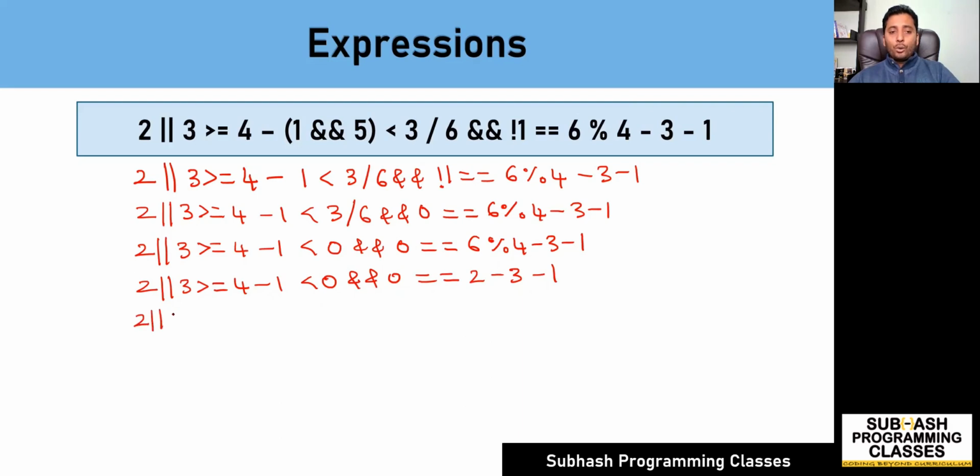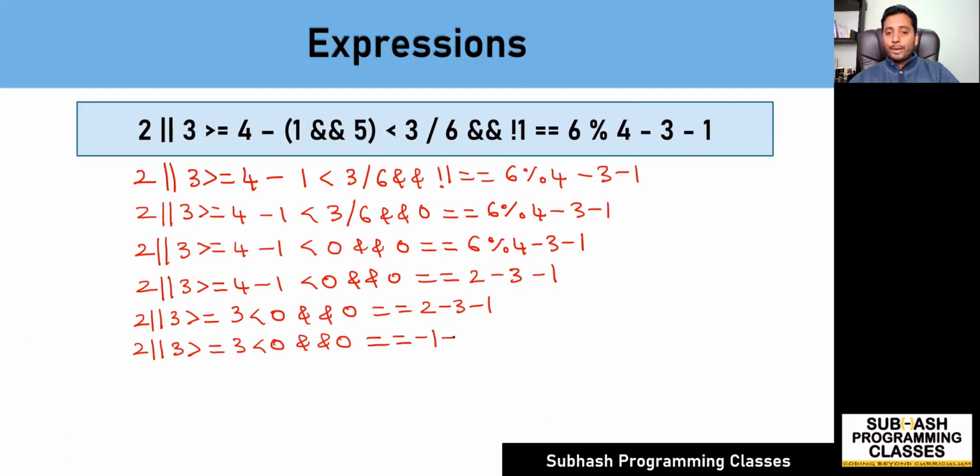So 2 or with 3 greater than or equal to 4 minus 1, which becomes 3. So 4 minus 1 becomes 3. Let me evaluate it. 3 less than 0 and with 0 equal to 2 minus 3 minus 1. Now let me evaluate this. So 2 or with 3 greater than or equal to 3 less than 0 and with 0 equal to 2 minus 3 becomes minus 1, minus 1. Now evaluating further, it becomes 2 or with 3 greater than or equal to 3 less than 0 and with the 0 equal to minus 2. As you can see, I have evaluated all the arithmetic operators.